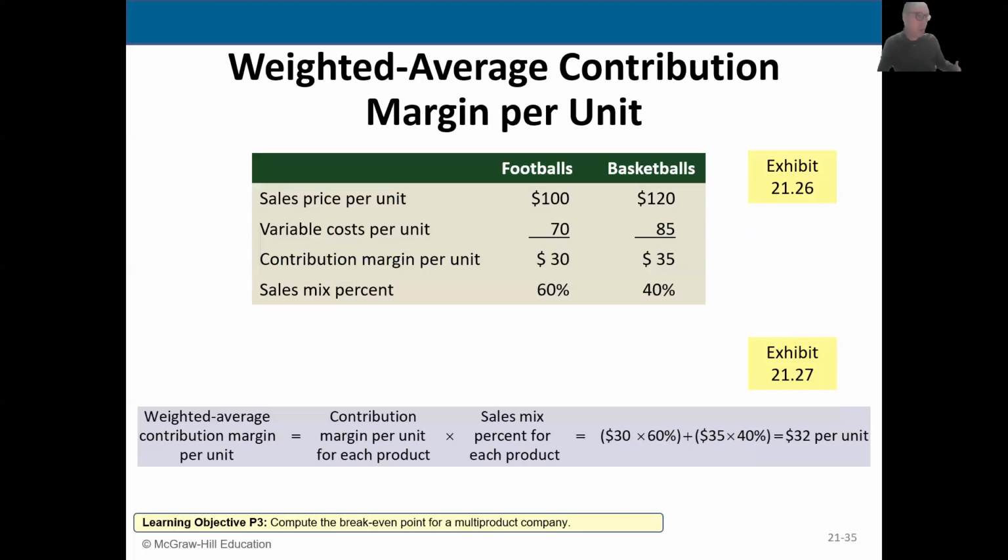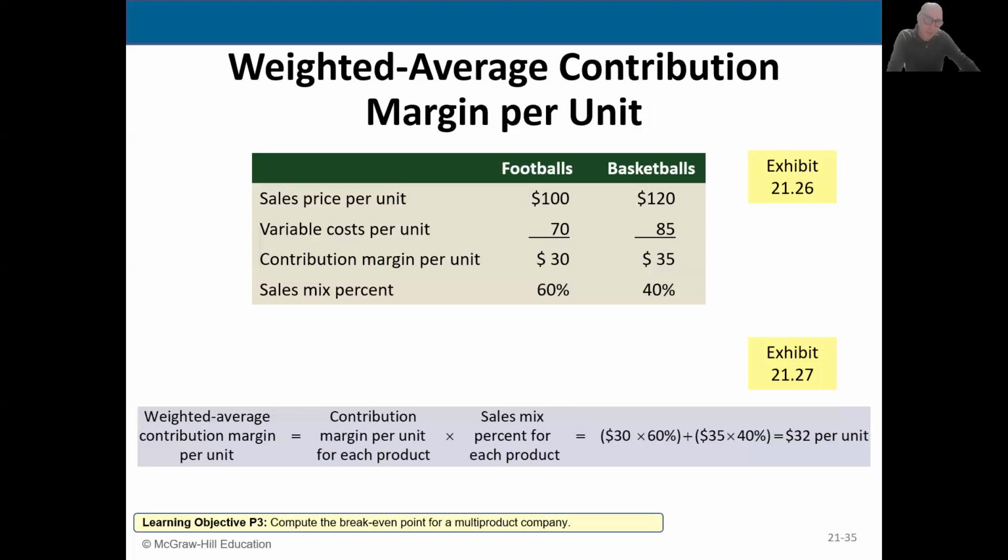When we sell different products, we need to calculate the break even. And we do that through what we call the weighted average contribution margin per unit. The weighted average contribution margin per unit tells us what the average contribution margin is on a per unit basis, so that I can go and apply that to my sales mix. So here we have some information.